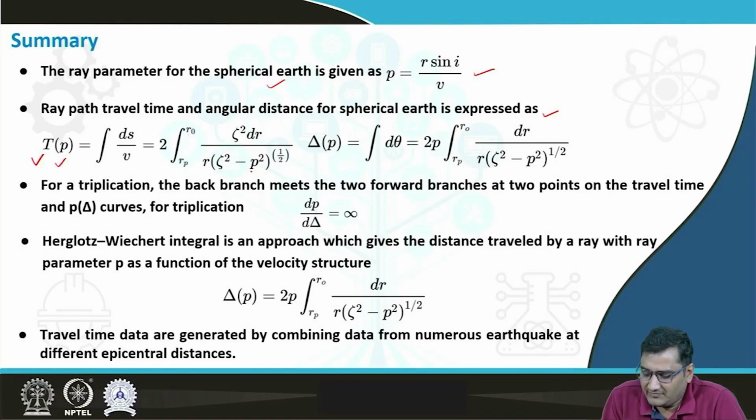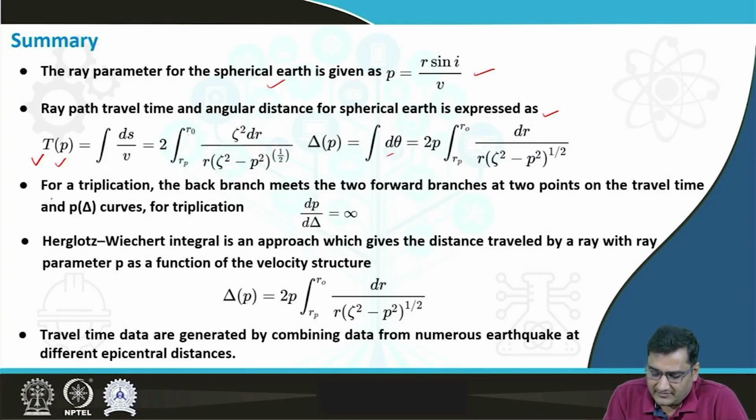where ζ is equal to r by v, and the distance as a function of ray parameter is the integral over the angular distance, that is 2p times the integral from the bottoming depth to the depth of the hypocenter of dr by r (ζ² − p²)^(1/2). We also talked about triplication for the high velocity layer.